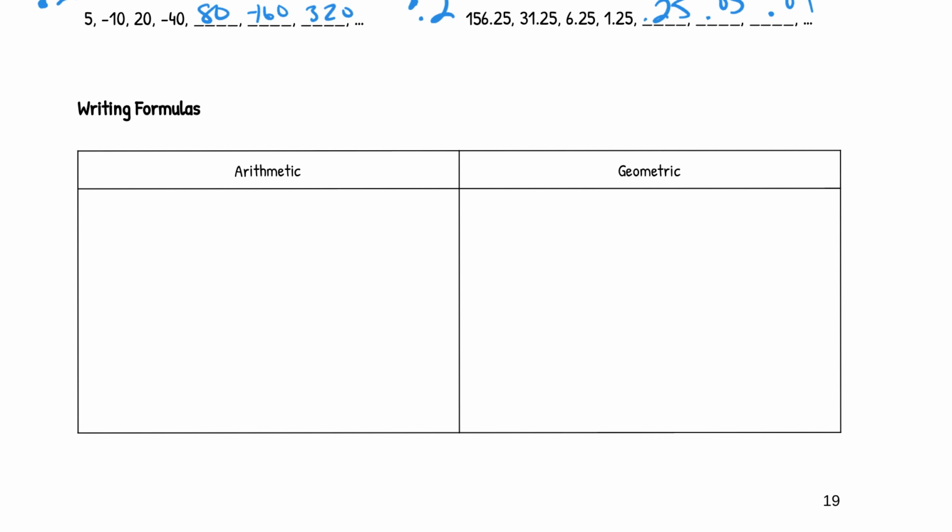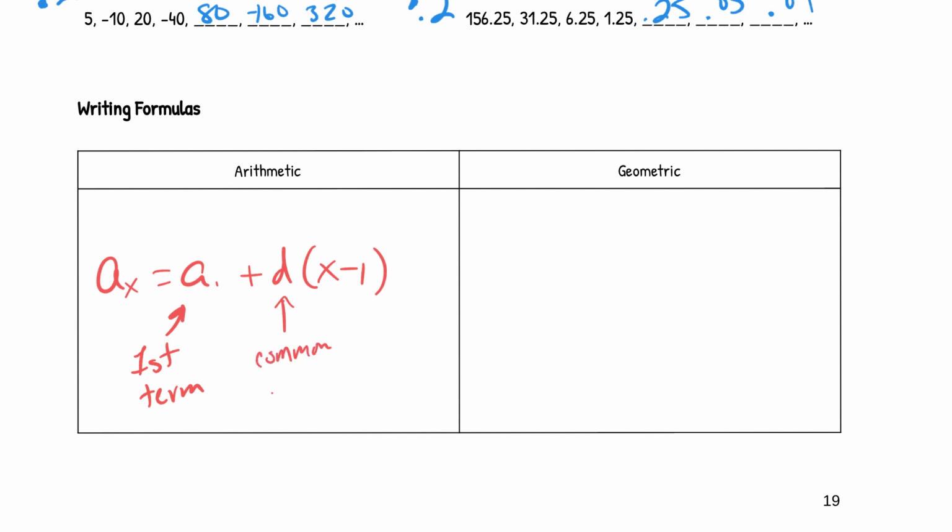So let's go ahead and come up with some equations for these, or some formulas. We started this the other day with when we went through our little warm-up, but for arithmetic, we have this. We have a sub x equals a sub 1 plus d times x minus 1. As most of you have probably already figured out, this is your first term of your sequence. This is your change, or your common difference. And finally, the x is the term you're looking for.